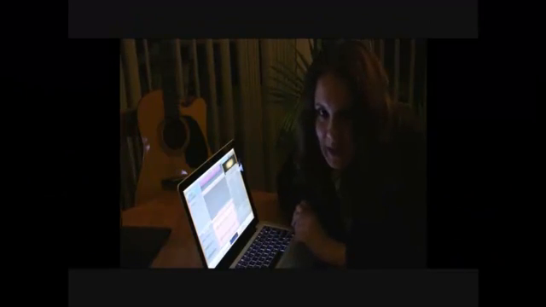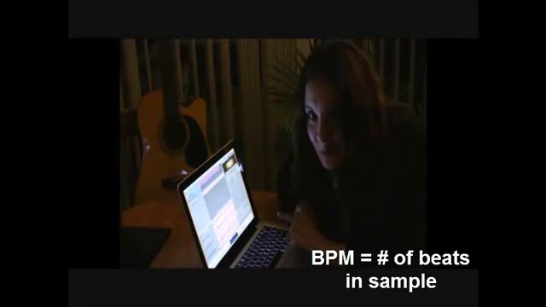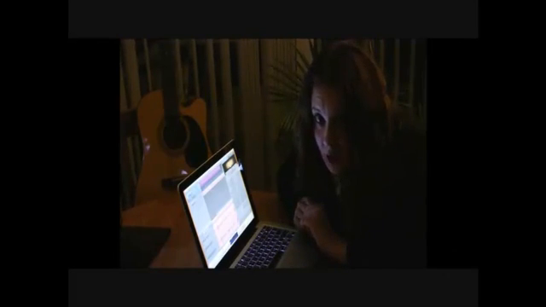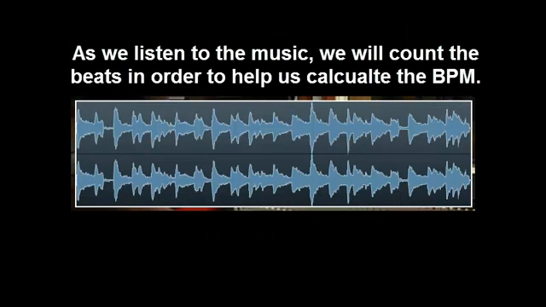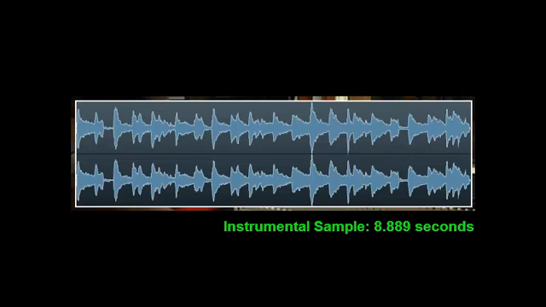In order to find the beats per minute, we need to begin by counting the beats in the instrumental sample and figuring out how many samples can fit in 1 minute of our song. As we listen to the music, we will count the beats in order to calculate the beats per minute. The red lines are going to help us count each beat. Be careful not to count extra beats as you follow along with the music.